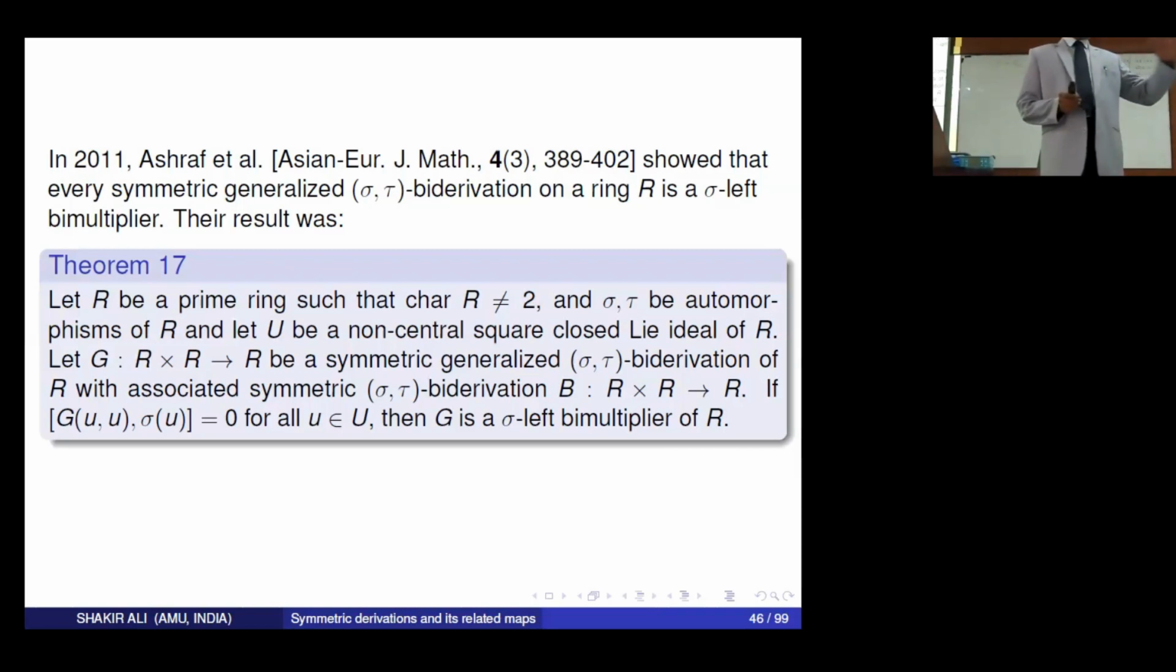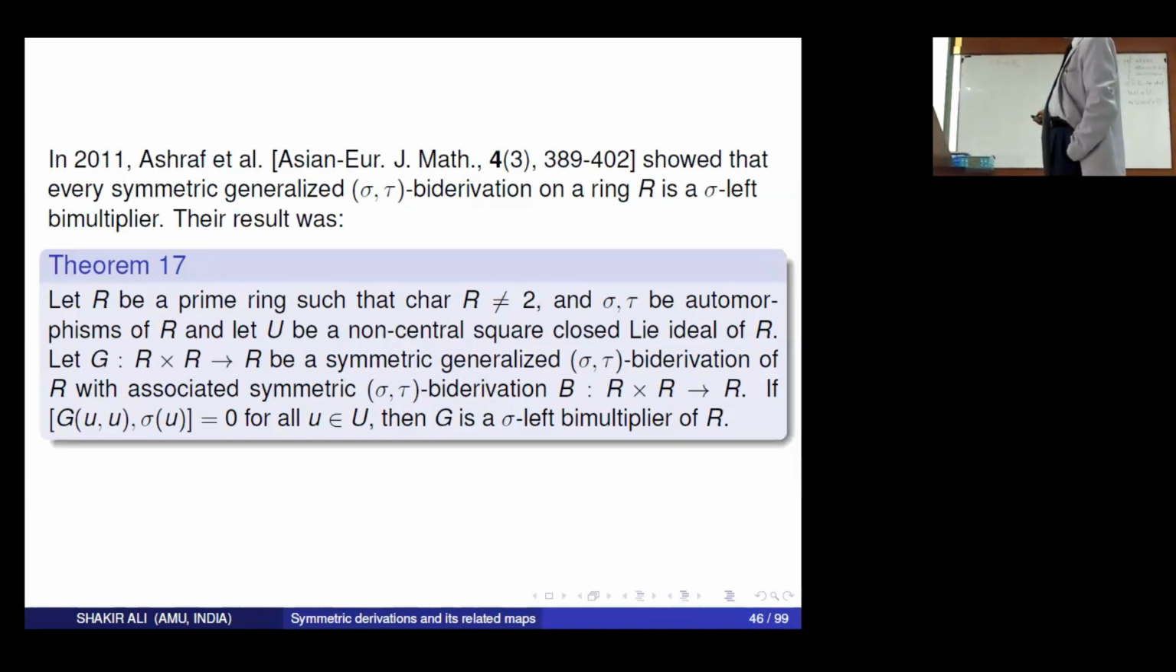So every ideal and left ideal are examples of Lie ideals. However, there exists a Lie ideal which is not an ideal. So this result will be proved for a non-central square closed Lie ideal. A Lie ideal with the condition that u belongs to U implies u square also belongs to U, we call a square closed Lie ideal.